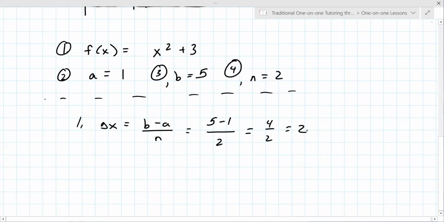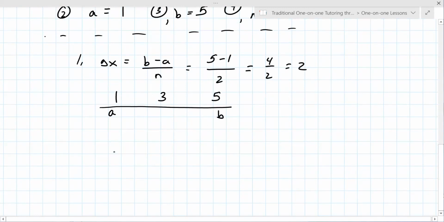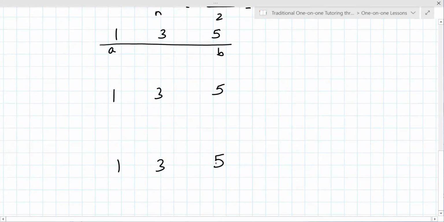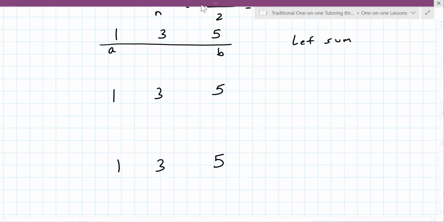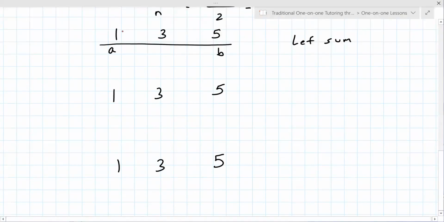Then, and this is a step that I don't see instructors doing, you start with a, which is 1, and you go by however much delta x is. So it's 1, 3, and 5. And there's b. You'll see why you do this in a moment. So I'm going to redraw this 1, 3, and 5, and I'm going to redraw it one more time, 1, 3, and 5. For a left sum, I'm going to change colors here. You use 1 and 3.